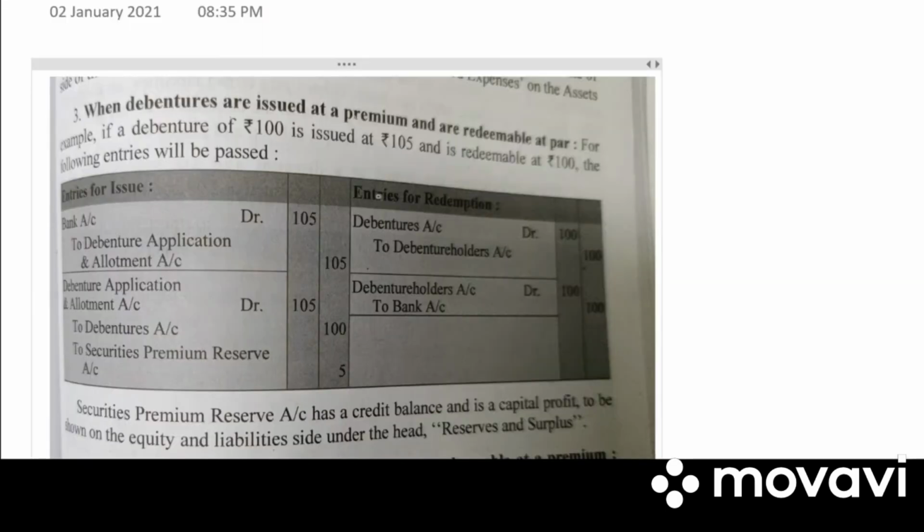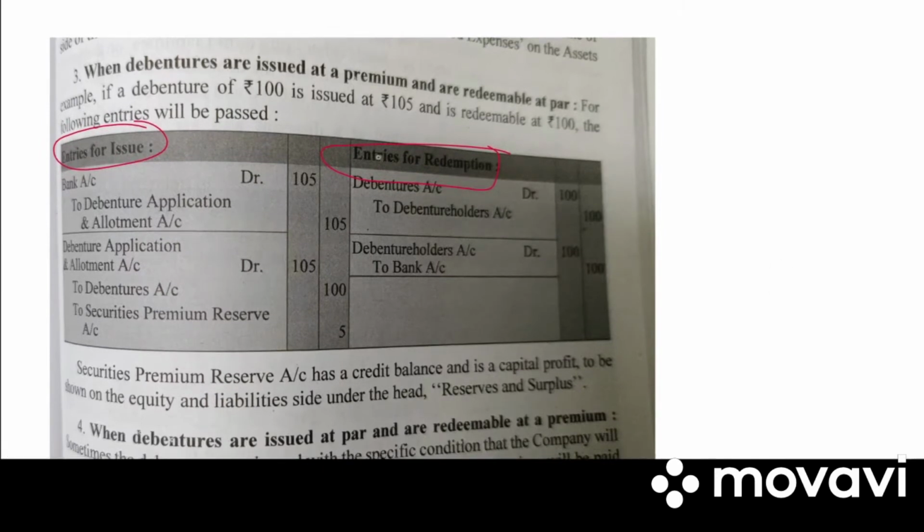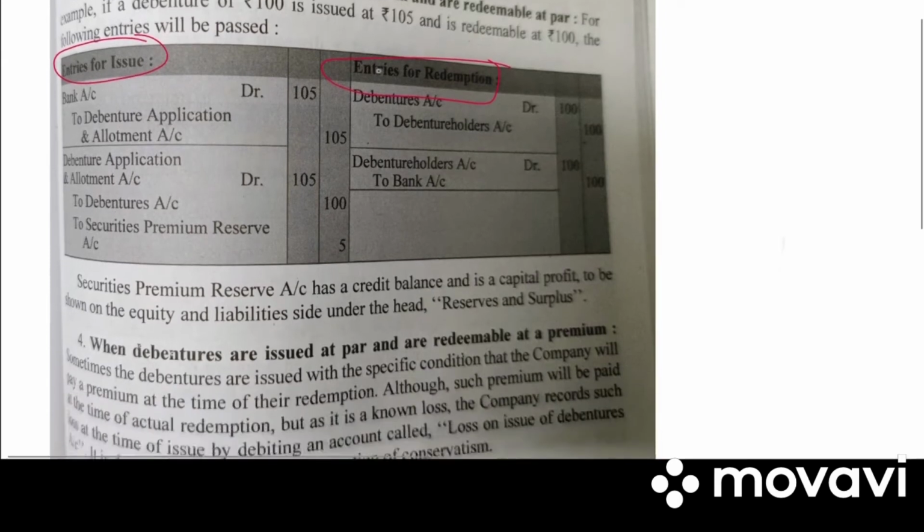Next, write down the third one. When debentures are issued at premium and are redeemed at par. Say for example, if the debenture of 100 is issued at 105 and redeemed at 100, what will be the entry? Issue entry will be bank to debenture application and allotment, debenture application to debenture and to securities premium. And what is the redemption entry? Redemption entry will always be the same, that is debenture account to debenture holder to bank. So securities premium reserve has a credit balance and is a capital profit, will be shown under the heading equity and liability under the head reserves and surplus.